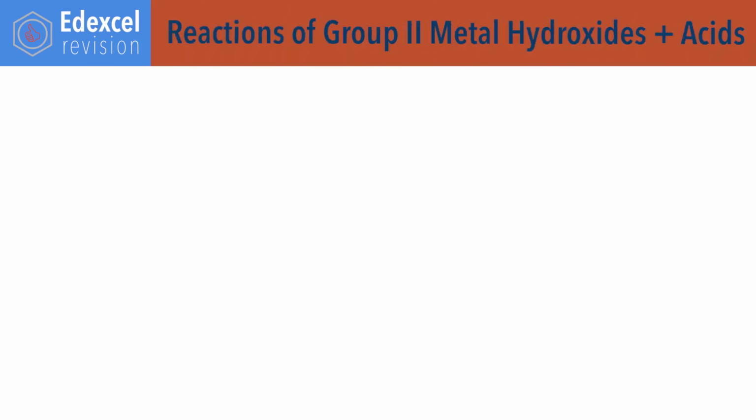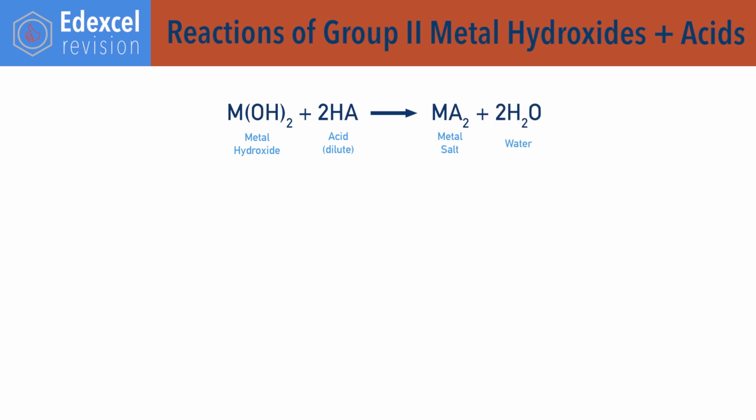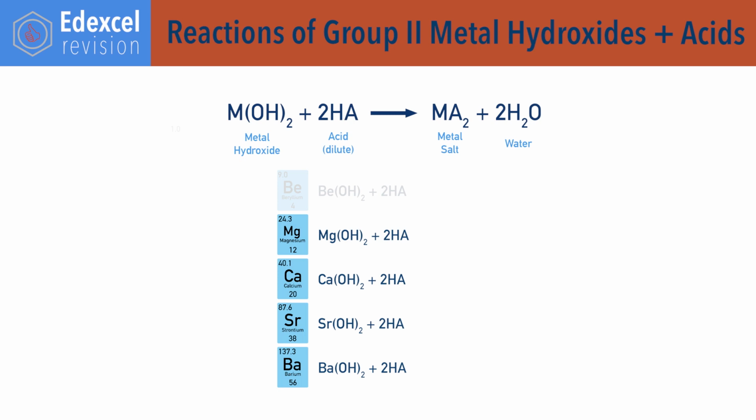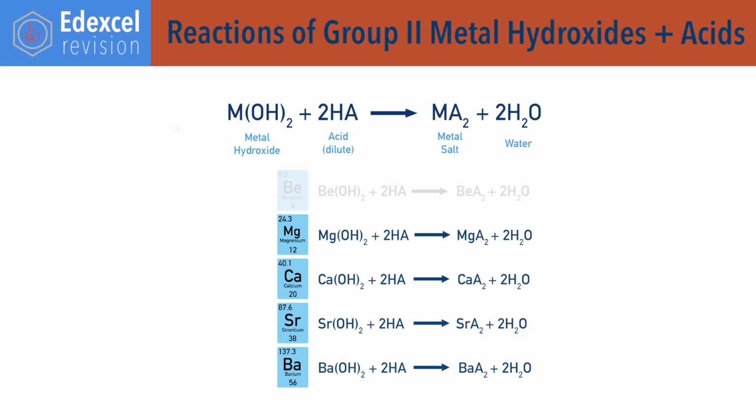Group 2 metal hydroxides don't react with water, however they do react with dilute acids to form metal salts and water, with a general reaction of metal hydroxide plus acid to salt plus water. The salt formed depends on the acid used.